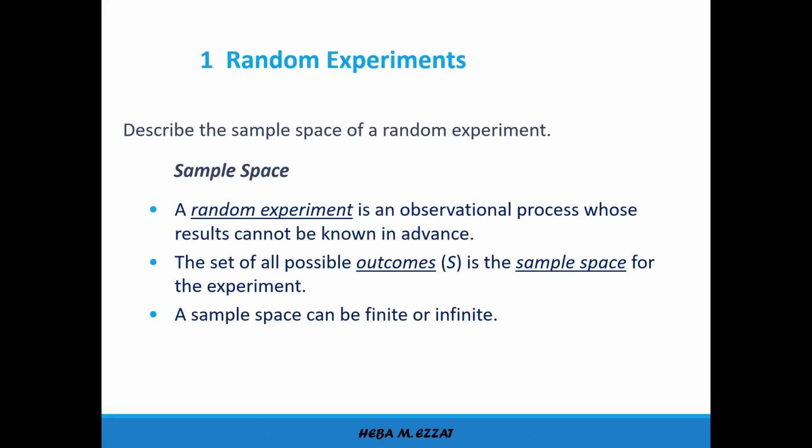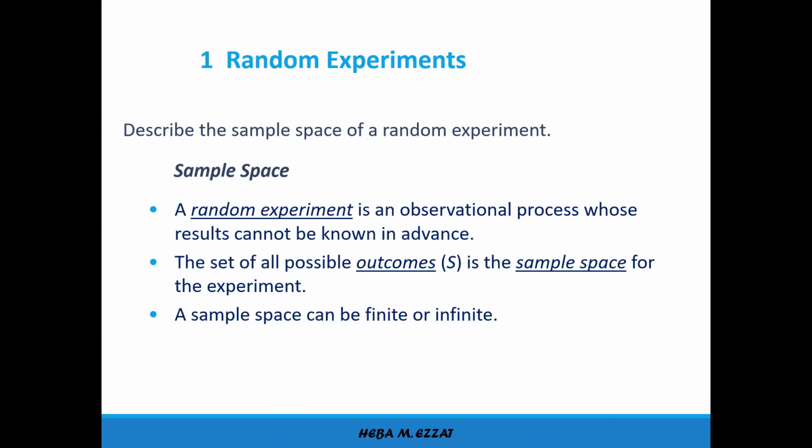So what is a random experiment? To describe a sample space of a random experiment: a random experiment is an observational process whose results cannot be known in advance. So it's called a random experiment. We will start this experiment and we don't know what the outcome will be in advance.